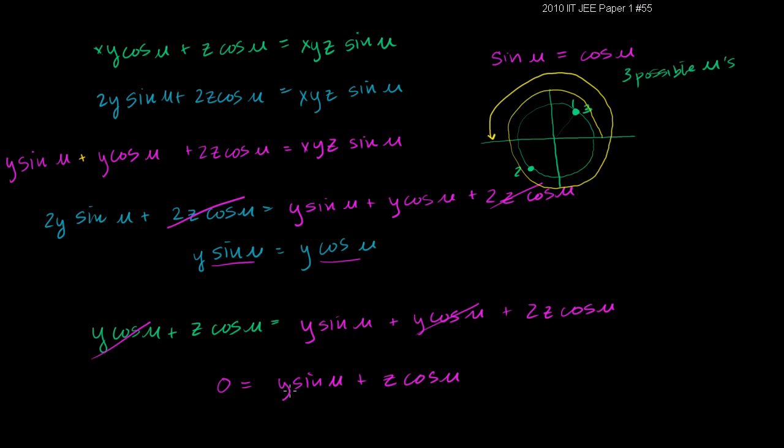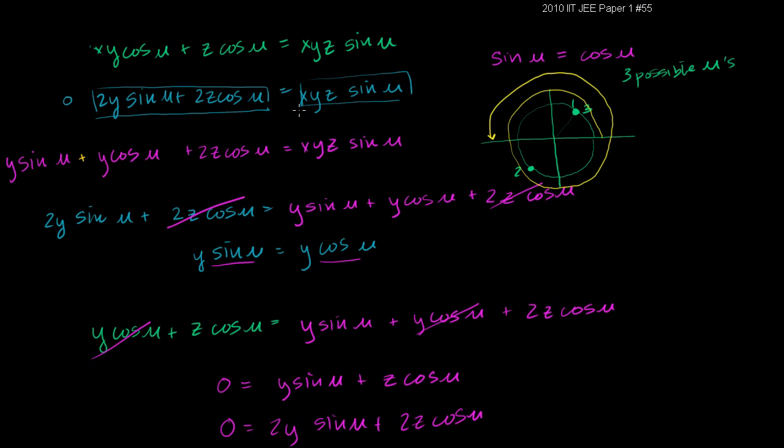Well, let me make sure. See, y sine of u plus z cosine of u is equal to 0. That means that 2 times this is also going to be 0. So this is equal to 2y sine of u plus 2z cosine of u is equal to 0. And the only reason why I multiplied it by 2 is because now this looks identical to this. So when I used this equation and this equation, I got a constraint that this expression right over here essentially needs to be equal to 0.